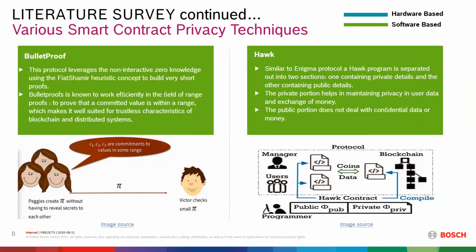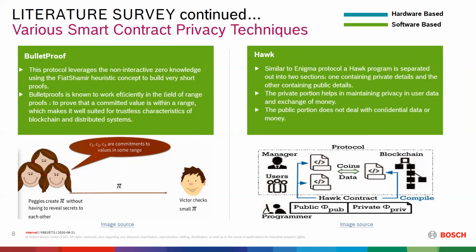So the diagram says that Peggy has C1, C2, C3, which are the commitments to be proved that they belong to a particular range. For that, using Bulletproof, Peggy has to create a proof which can be validated by Victor to check if that C1, C2, C3 belongs to that particular range.